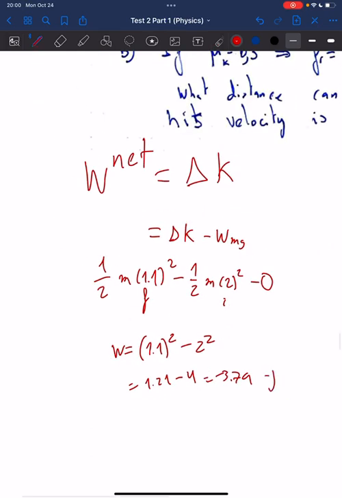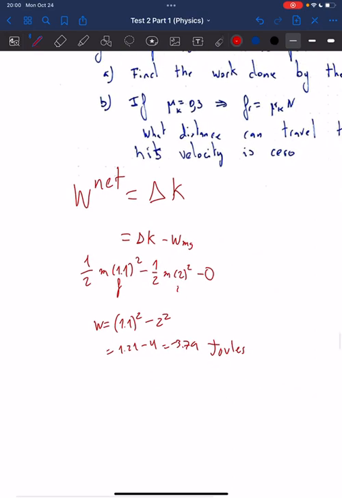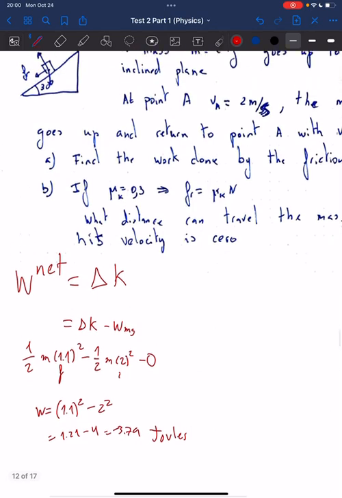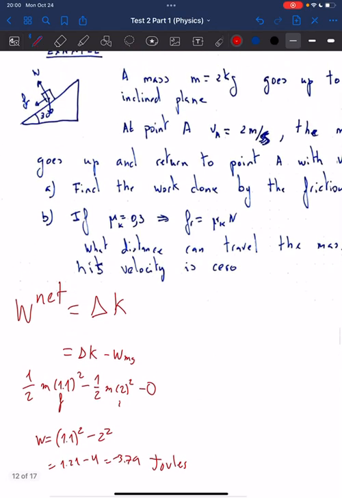That's the work done by the friction force. The friction force is Wmg, mass times gravity, plus the work done by the friction, which will equal the change in kinetic energy. Now we are going to see B, the second part of this exercise.